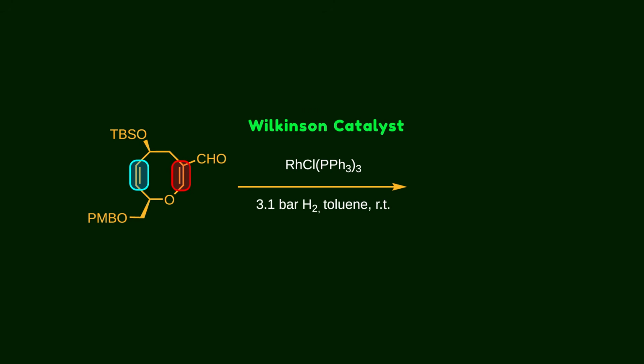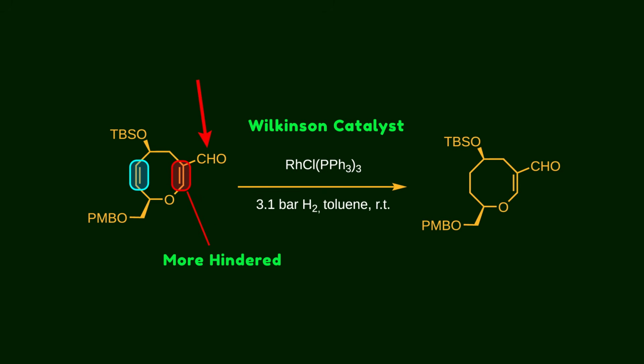Wilkinson's catalyst reduces the less hindered alkene. As you can see, this double bond is more hindered than the other. Moreover, it's more stabilized due to conjugation with the aldehyde.